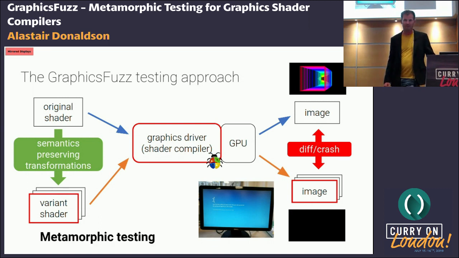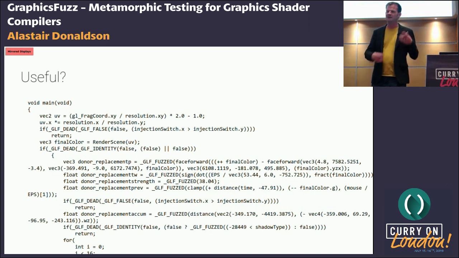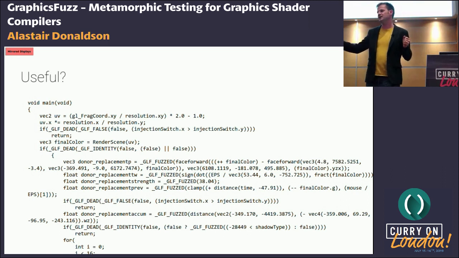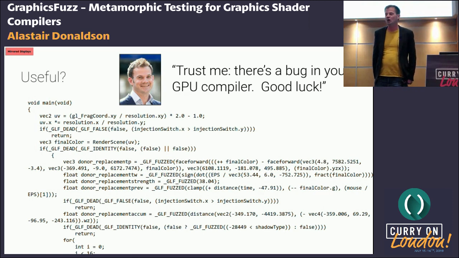So it's an example of metamorphic testing for graphics drivers. Question is, is it useful? We apply these transformations repeatedly to a shader to blow it up into a very big equivalent shader. That big equivalent shader yields a different image when you use it for rendering. And then I say to someone, trust me, there's a bug in your GPU compiler, good luck fixing it. Well, this is not going to work very well.